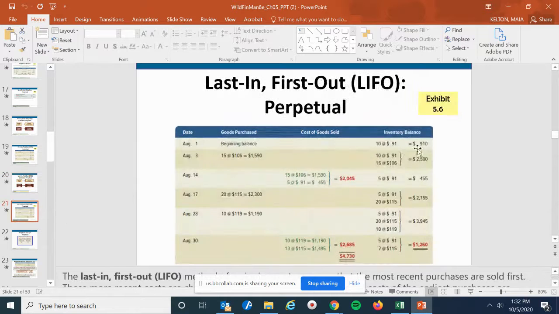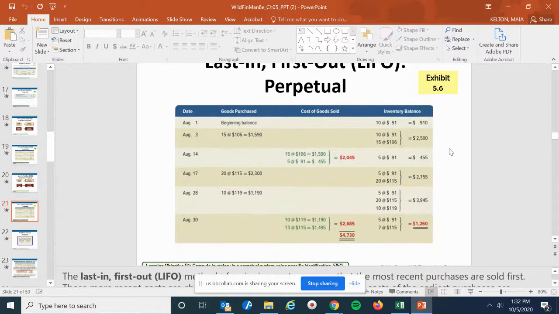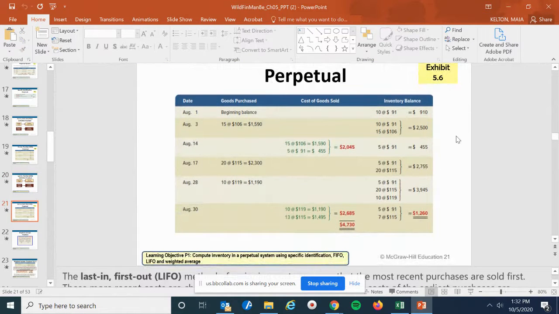So let's look at the same example, same form, last in, first out. These are the exact same numbers, and this is the example they use in the book. Remember, this is a company that has in their beginning balance 10 units at $91. Then on August 3rd, they purchased 15 more units, the exact same scenario. As we move through time, we can see that the oldest costs are the lowest. We can also see the most current costs are the highest.